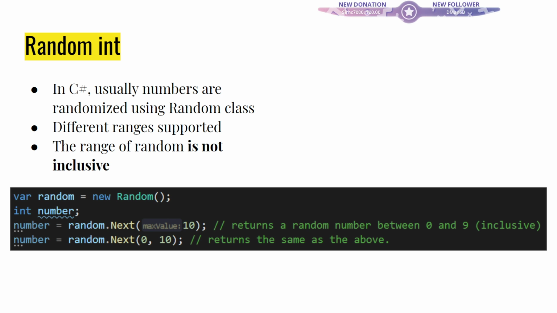So if I say, give me random next, and I give it 10, it will generate any number between 0 and 9. And lastly, I can pass a range, so it will generate a random number between that range, but also the end of range, the upper bound, is non-inclusive. So in the example below, the two numbers will be generated in a consistent way using the same range.